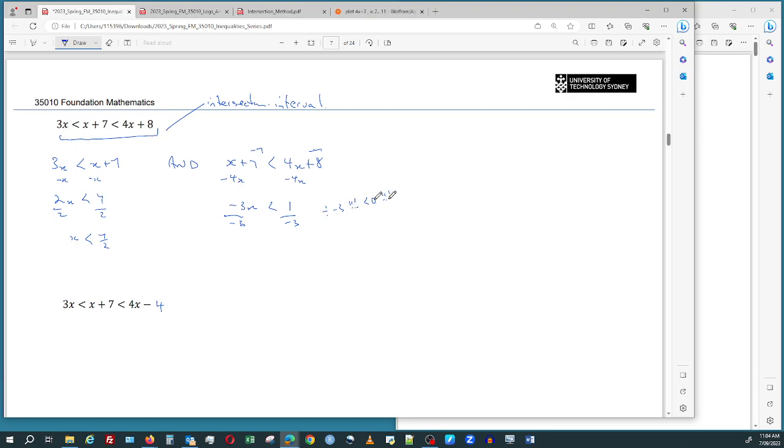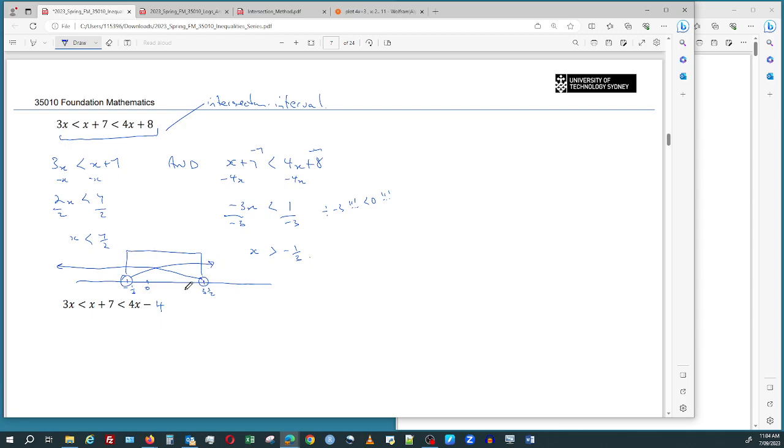Negative. So we're going to do what? We're going to change that. Okay, so when we do our number line, 7 on 2 is 2, 4, 6, is 3.5. X is less than 3.5, so off it goes, negative infinity. And this minus 1/3. X is greater than, so it goes like this. And there's your solution interval.